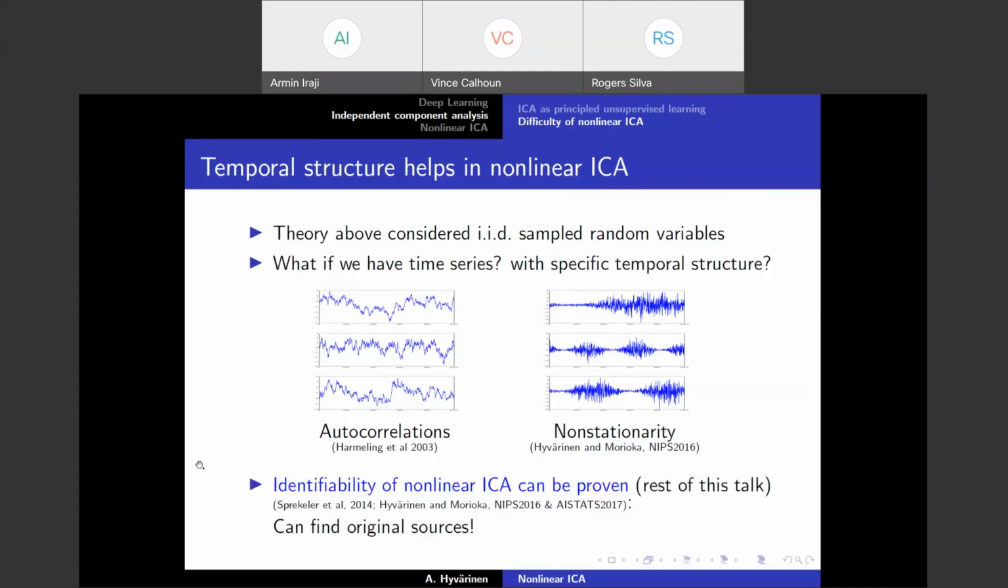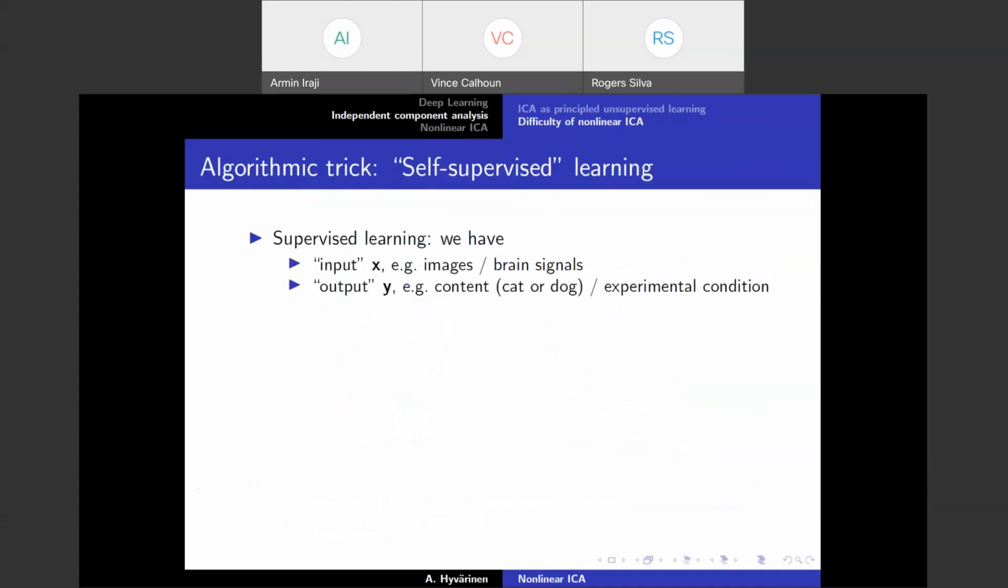So in this case, identifiability of nonlinear ICA can be proven, and this takes up much of the rest of this talk, really. So that means that with this kind of a temporal structure, we can actually recover the original sources.